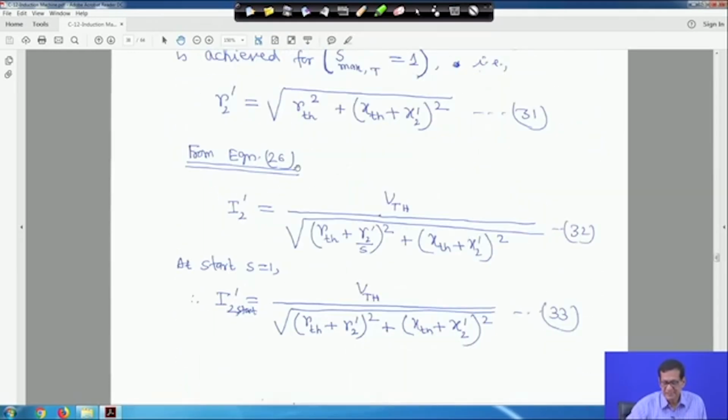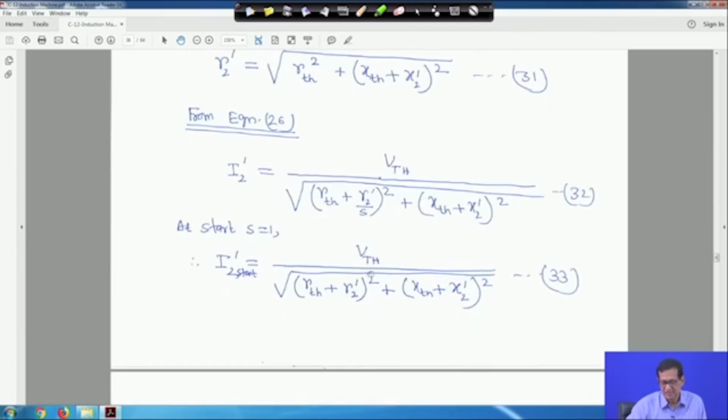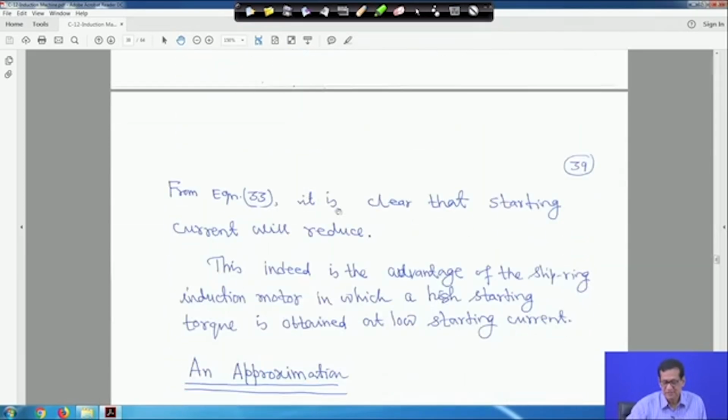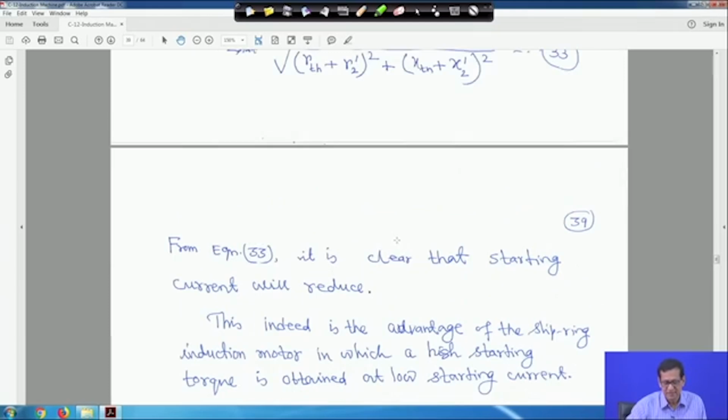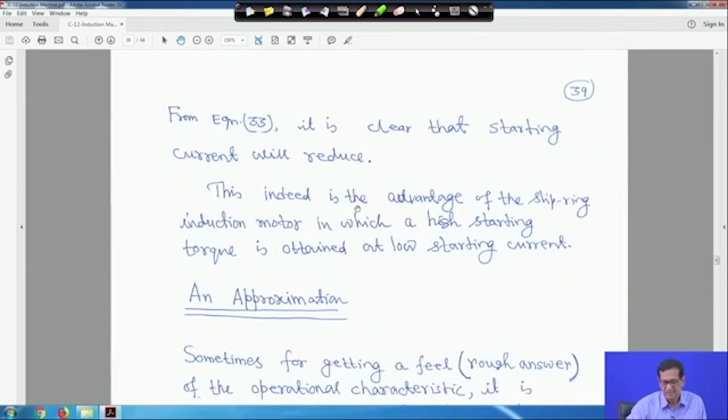And from equation 26, I 2 dash will be V Thevenin upon root over this expression. This we already know, right. So, at start, slip is equal to 1. So, I 2 dash, the starting current, will be V Thevenin upon this expression, where you put S equal to 1 here and here. So, this is the expression. Everything is straightforward, you just have to keep one or two things in mind, and the rest is solving like a single phase circuit, right. So, now from equation 33 it is clear that the starting current will reduce. This indeed is the advantage of the slip ring induction motor, in which a high starting torque is obtained at low starting current.